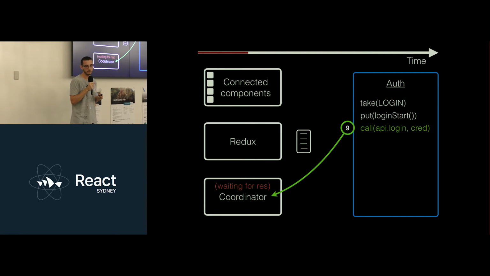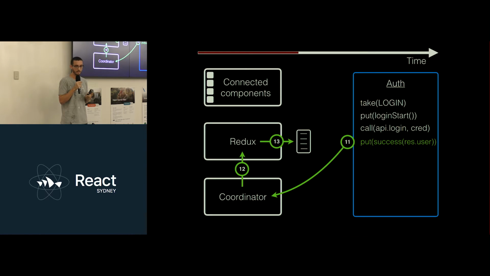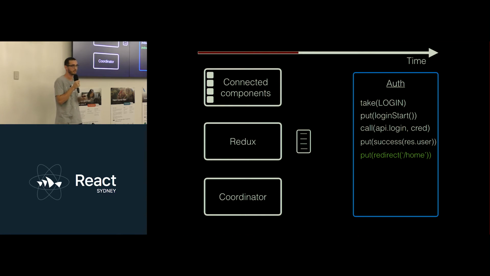Our coordinator is notified again. Coordinator will actually call API.login with our arguments. And then when it finishes, we get the response back. Again, login success is dispatched. Our state is changed. And then finally, we redirect the user to the home page or a dashboard.